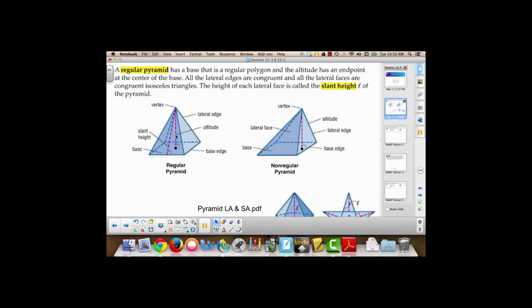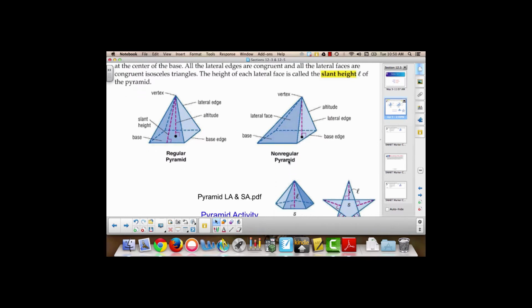So there are three measurements that you're going to need to know inside of pyramids. The lateral edge, or the place where the triangular faces meet; the altitude, or the height of the pyramid, which goes from the vertex to the center of the base; and the slant height, which is the height of the triangular faces.